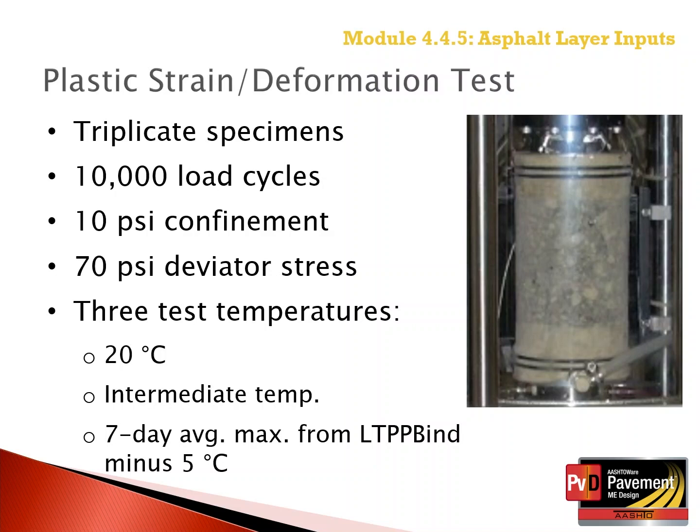The rut depth transfer function is explained in Module 6. The 3 test temperatures suggested are 20 degrees centigrade, the 7-day average maximum temperature from LTPP Bind minus 5 degrees centigrade, and an intermediate temperature midway between the lower and upper temperatures.